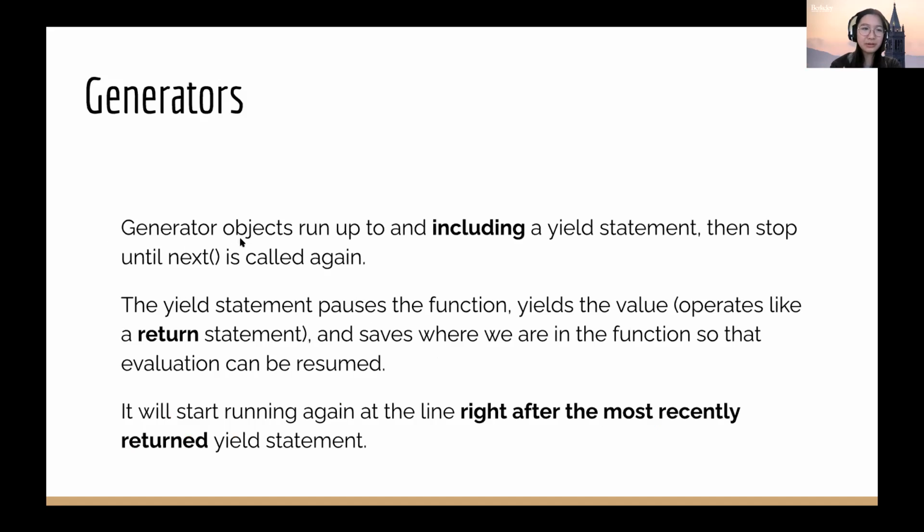Cool. So to formalize this process, generator objects, every time you call next, are going to run up to and including the yield statement, and then stop until next is called again. So it basically has like a bookmark in the middle of your function. Once you hit the yield statement, it presses a pause button on the function. It yields the value, kind of like a return statement, and then it saves where you are so that evaluation can be resumed. When you call next again, you're going to start at the line right under wherever this yield was called. This is going to follow the normal flow of program execution that you might expect, which is also why we see a lot of things like for loops and while loops in generator functions so we can keep yielding things.